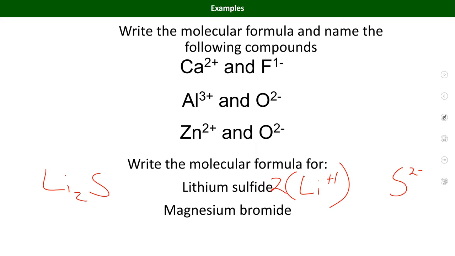So our formula would be Li2S. Magnesium bromide: magnesium's one column over, right? Magnesium has two valence electrons. It's in column two. So magnesium as an ion is two plus. It needs to dump those, it's in the third row, right? So it needs to dump those 3s electrons.